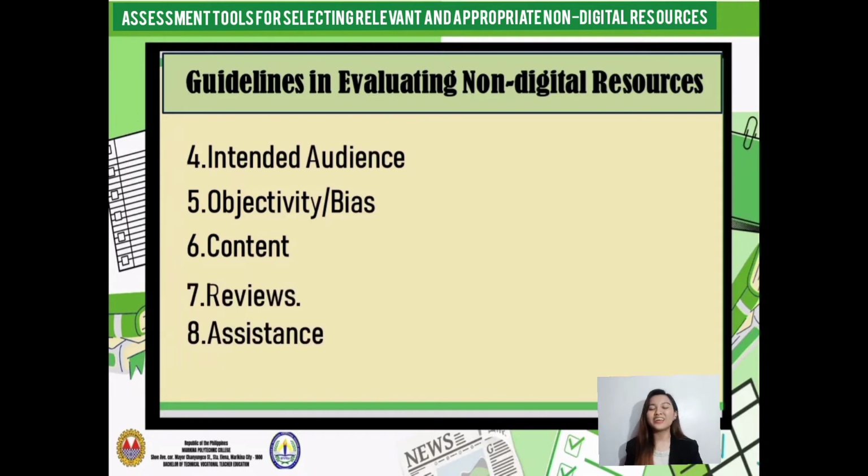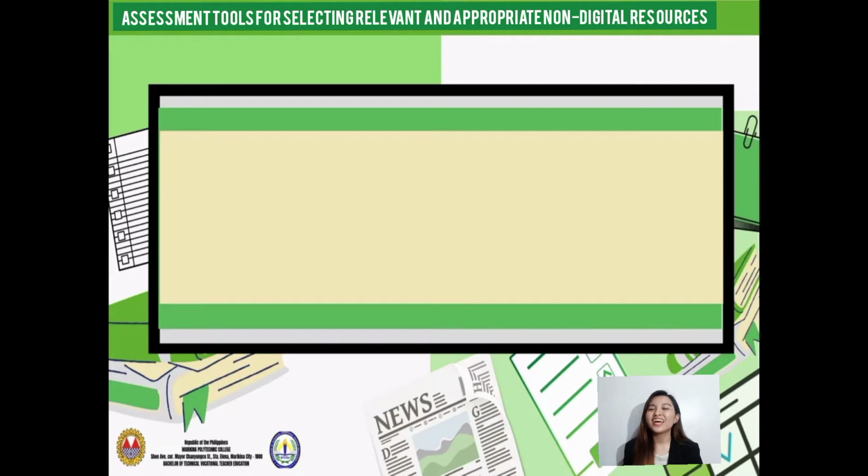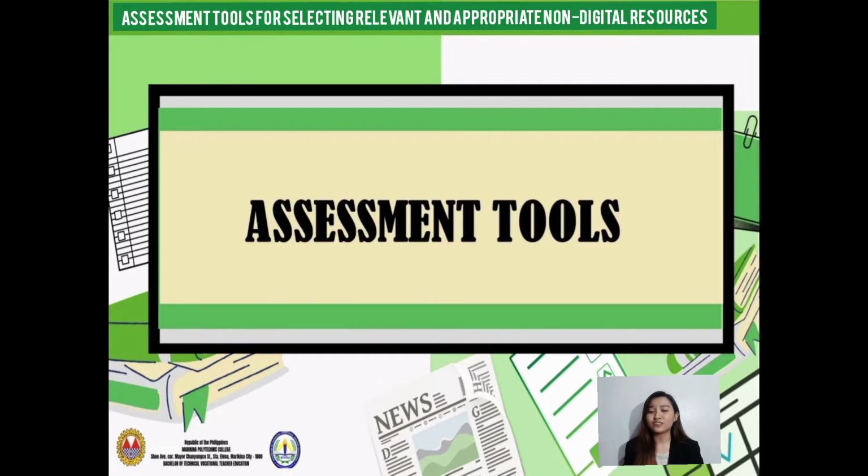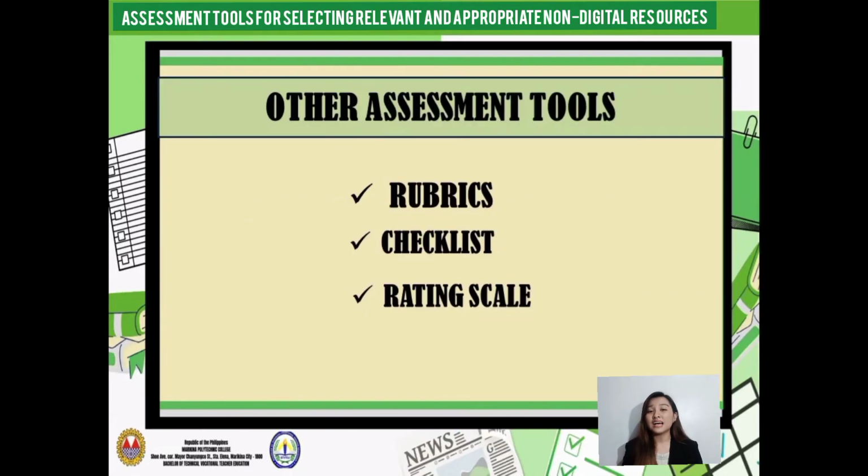And lastly is the reviews. Reviews are evaluations that can assist you in critiquing library materials. Reviews of books and articles are almost always written by other experts in a field or discipline. Since we are discussing the guidelines, now we are discussing the kinds of assessment tools. Assessment tools are: first is rubrics, second is checklist, and third is the rating scale.